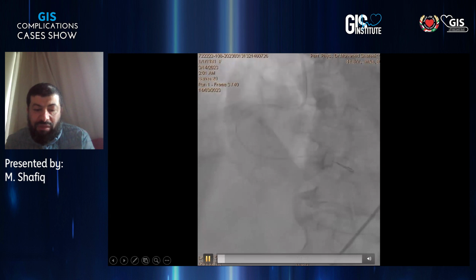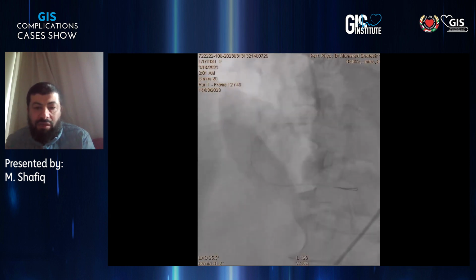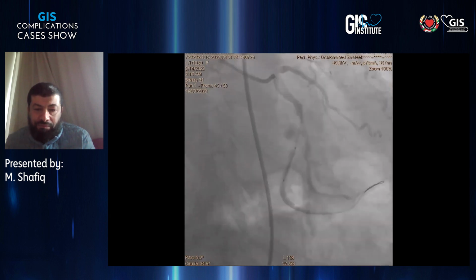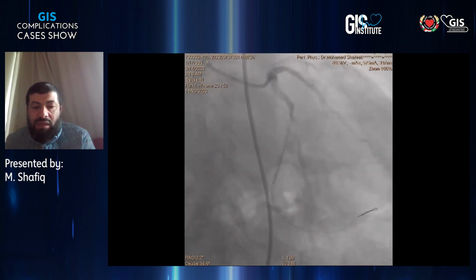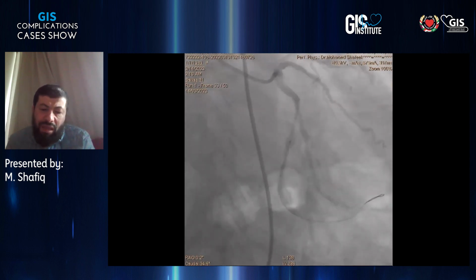I will repeat it again. That's it. It's okay. Now we went for the left system. This is a 3.0 by 18 stent, direct stenting.